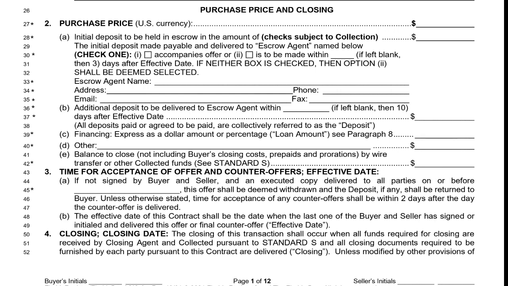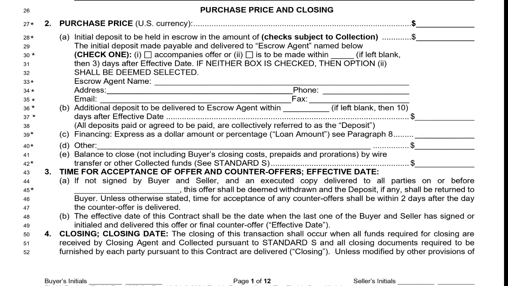Okay, next, time for acceptance. You want to fill that in. Time for acceptance, you want to make it as short as possible if you're on the buying side. You want to make it as long as possible if you're on the listing side. And again, it is a time period. You can indicate a certain day at a certain time.